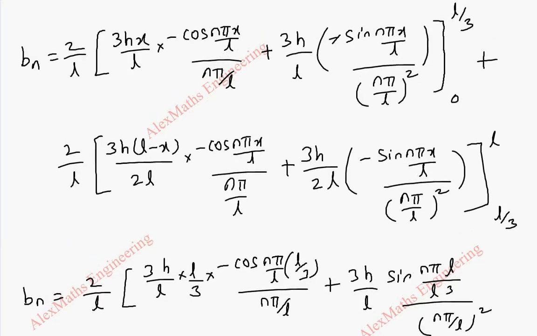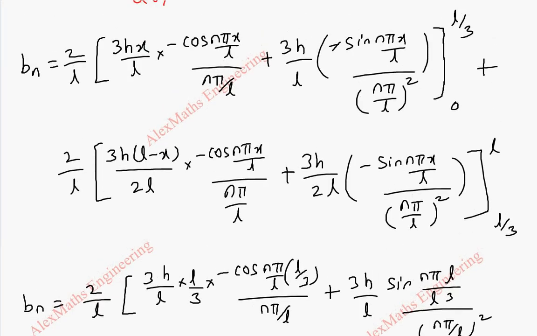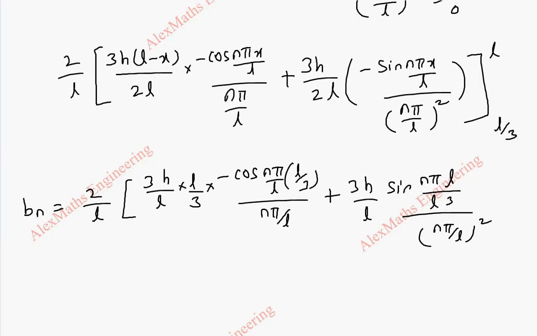Then we have to substitute the lower limit. When I put the lower limit, because of this x, this first term is 0. Because of this x, sine 0 is 0. So entirely the lower limit is 0. So we have only this much. Now plus, coming to the second set of terms, I have to substitute L.